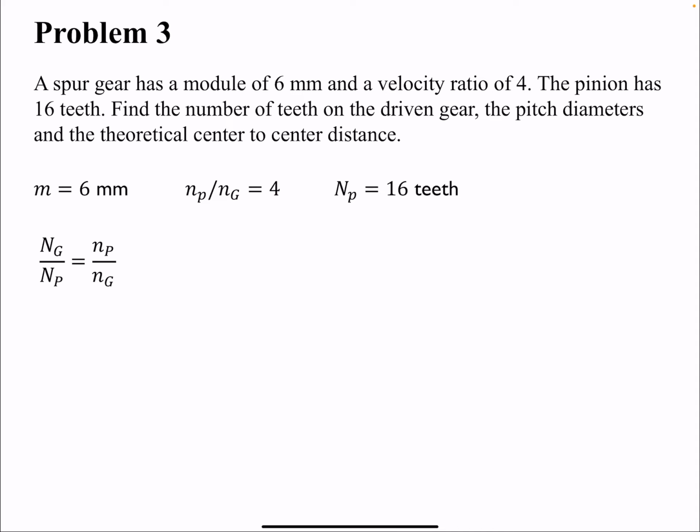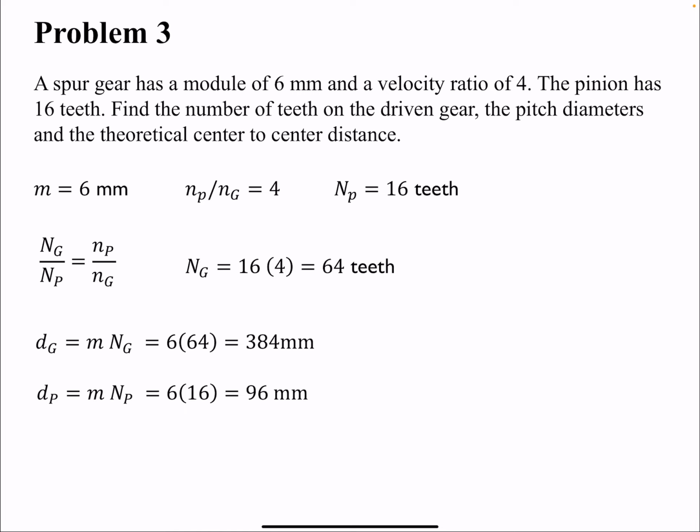If we have the number of teeth on the pinion, then we can find the speed of the gear and so forth, and the number of teeth on the gear, 64. The diameter of the gear, if you want to find the center to center distance, and the diameter of the pinion. Again, the module is the same for both, so I can find the center to center distance.